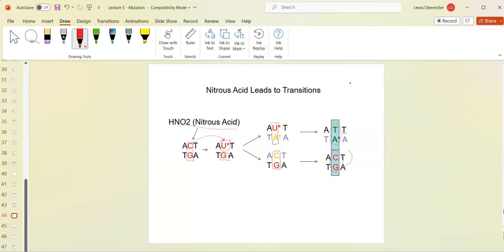And then, of course, we have G. G becomes an A. This is the original. And then C becomes a T. So again, remember A's and G's are purines and C's and T's are pyrimidines. These are chemically related, and if we do a mutation from one purine to another or one pyrimidine to another, it's a transition.